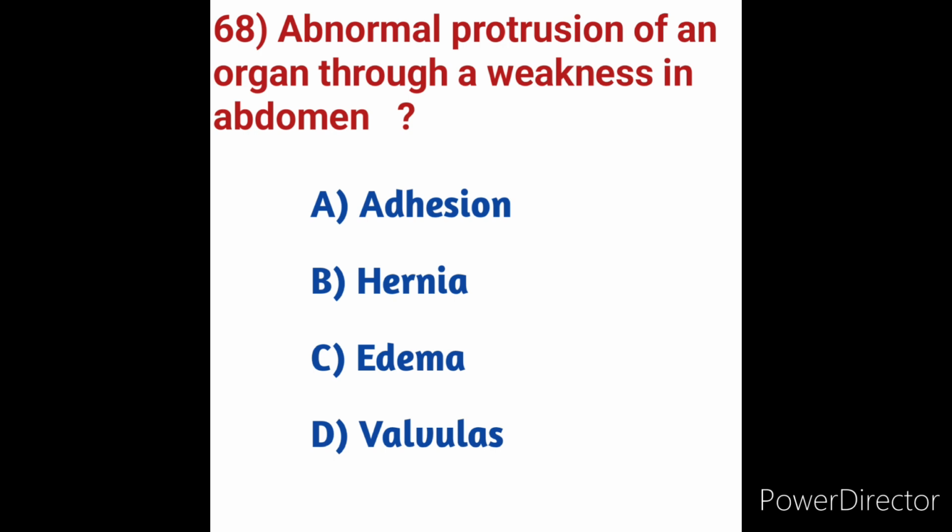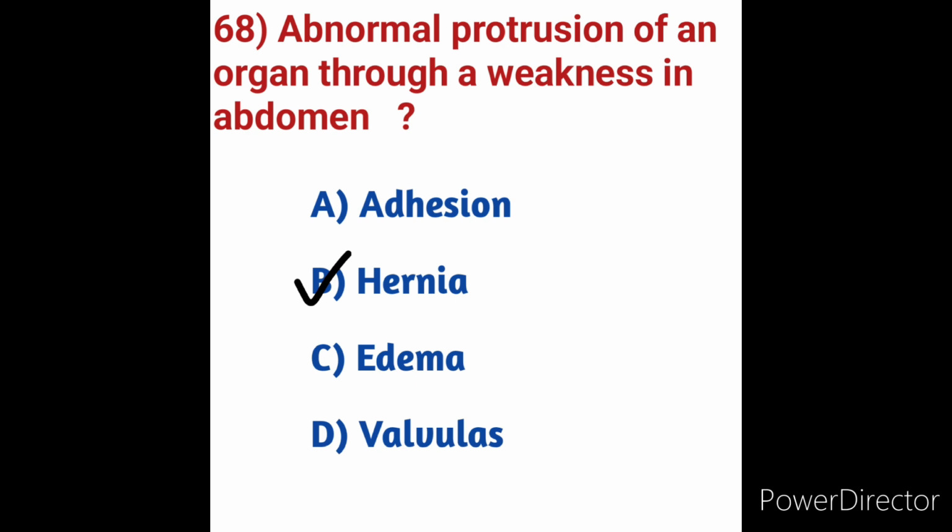If left untreated, the split in the muscle widens and greater amounts of tissue or organs are pushed through the opening, forming a sac. This visible lump or bulge is one of the key characteristics of a hernia. So the abnormal protrusion of an organ through a weakness in the abdominal wall is called a hernia. So in these options, option B is the correct answer.